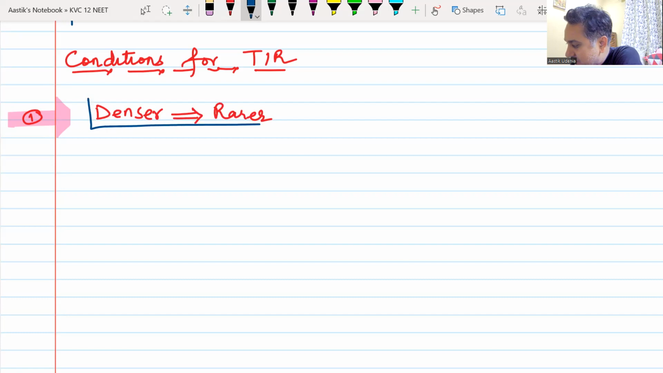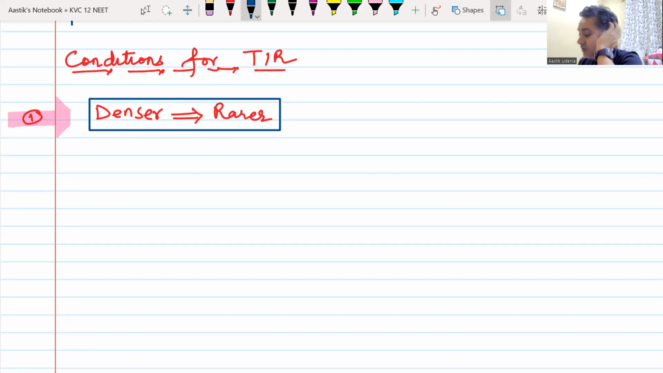It is not possible for any angle if the light is moving from rarer to denser medium. Do we understand this? It is only possible when light moves from denser to rarer. This is how I started the class. Yes or no? Yes, sir.